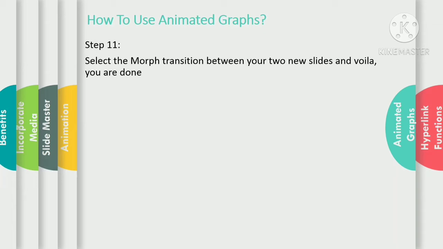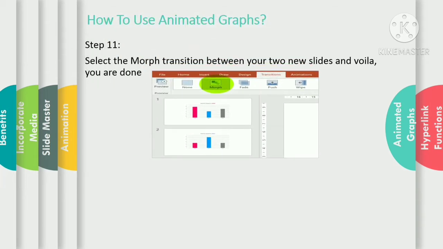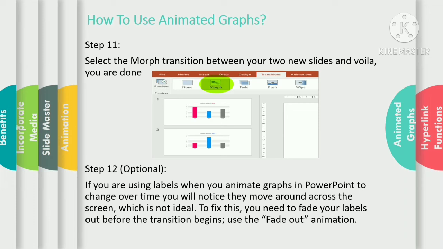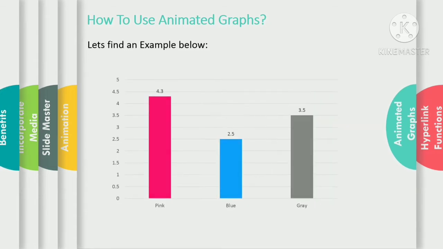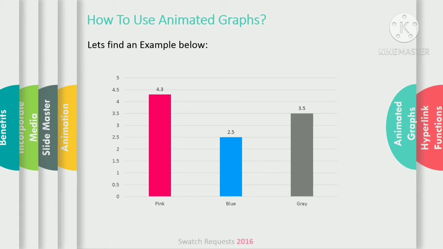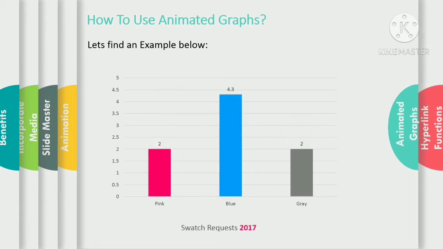Step 11. Select the morph transition between your two new slides and voila, you are done. Step 12. This is optional. If you are using labels when you animate graphs in PowerPoint to change over time, you will notice they move around across the screen, which is not ideal. To fix this, you need to fade your labels out before the transition begins. Use a fade out animation. Let's find some example here. See, this chart will work. This is working.